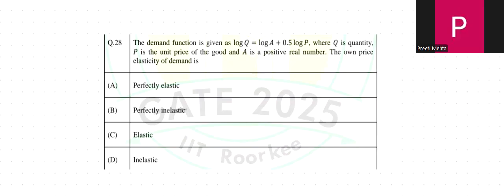Here's the question. The demand function is given as log Q is equal to log A plus 0.5 log P, where Q is the quantity, P is the unit price for goods, and A is a positive real number, and we have to find the own price elasticity of demand. Let's solve carefully step by step.